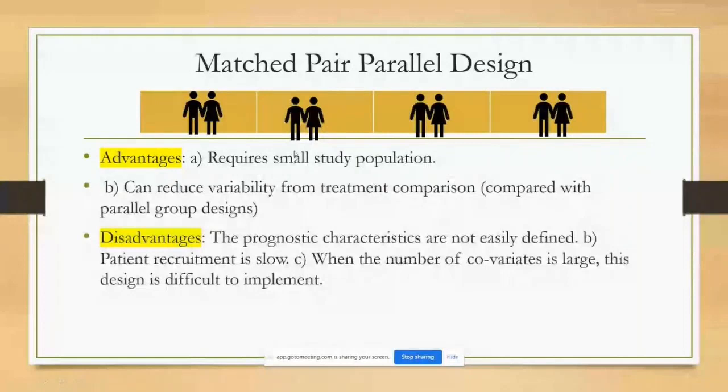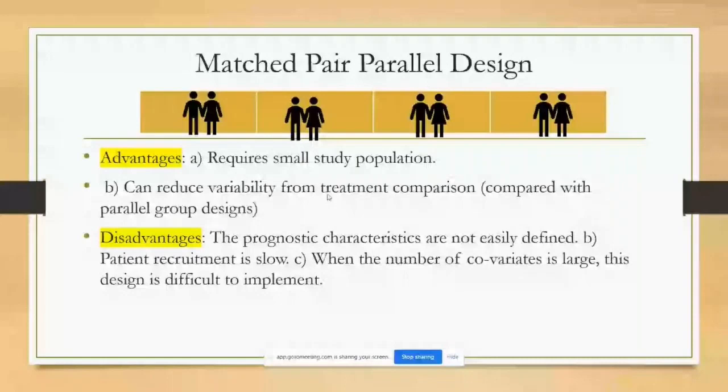It can reduce variability from treatment comparison, because compared with parallel group design, in a short period of time we come to know which pair is more suitable for that intervention or not. Disadvantages are the prognostic characteristics are not easily defined, because we need to make them match pair. If the characteristics are not matching, then we need to select properly, and the patient recruitment is getting slow, because every time this is the essential criteria that we need to pair them, and then only we can parallelly compare them.